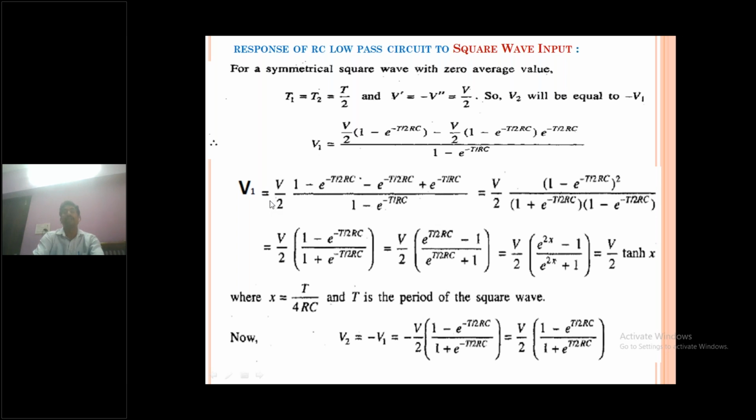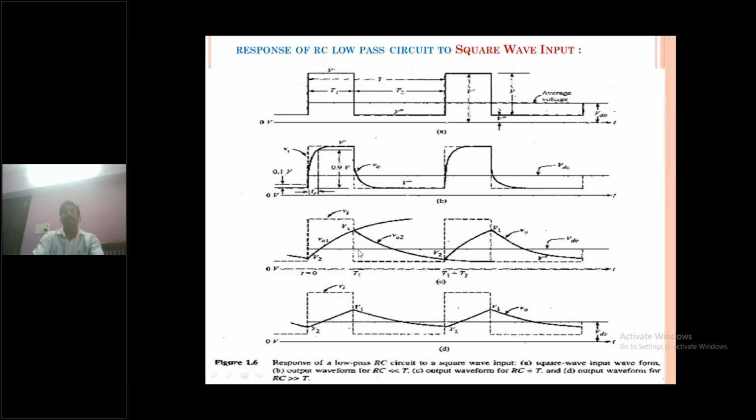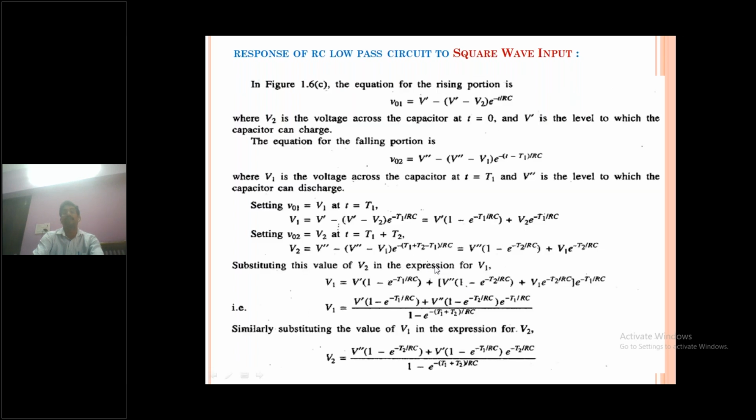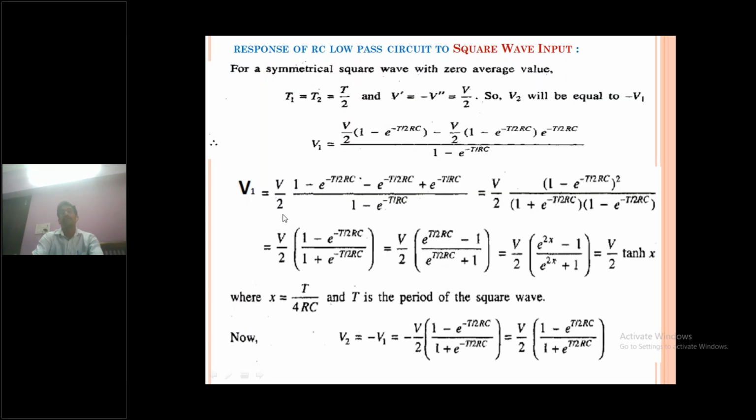So what is the V1 value? V1 means at small t equal to capital T1, that is T by 2, the output voltage value. Similarly, V2 is nothing but, at small t equal to T1 plus T2, the output voltage. V1 and V2 values will be calculated. So here V1 equals V by 2 into tanh x, where x equals T by 4RC. Similarly, V2 equals minus V1, not simplified. This is a square wave input applied to the low pass circuit. What is the response?